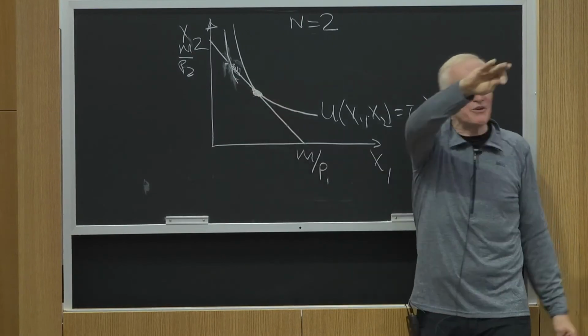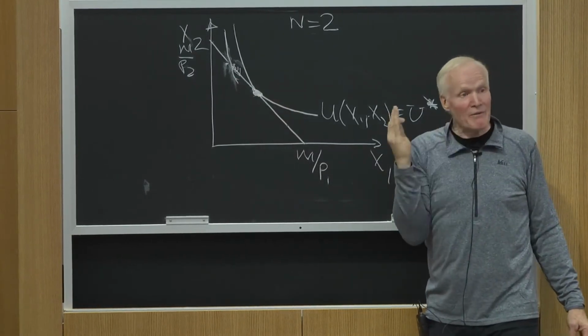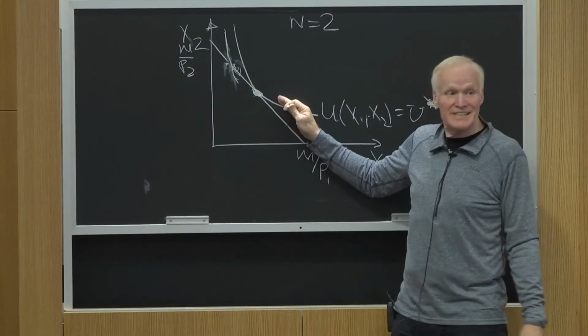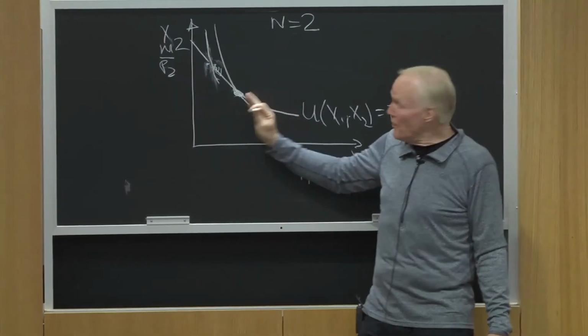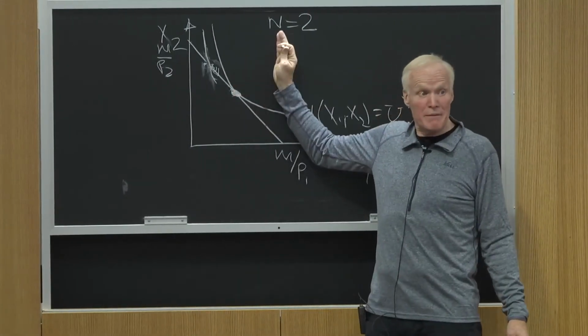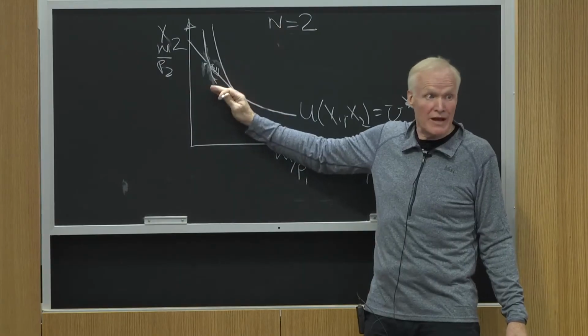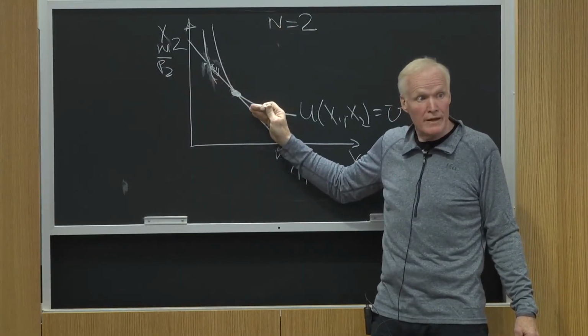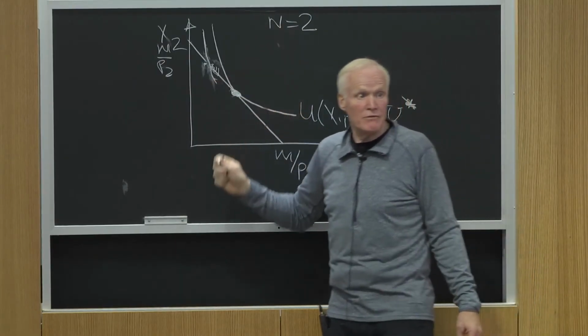Okay. Now let's get to your question. But I not only know his indifference curve is tangent to the budget line, I know his indifference curve kind of is above that budget line, right? It can't be below it. It's got to be tangent the way I've drawn it. It has to be tangent from above.